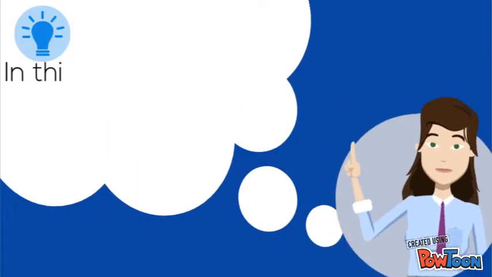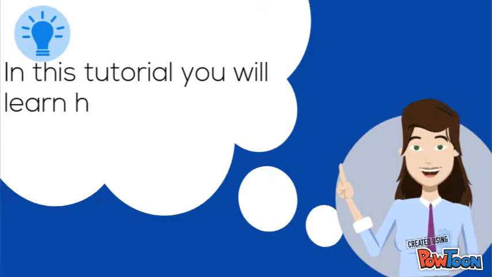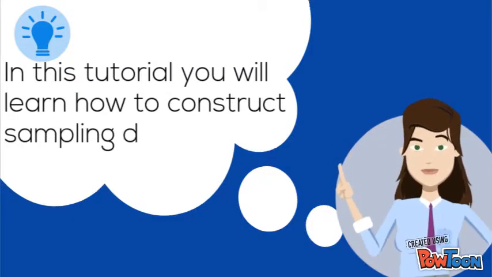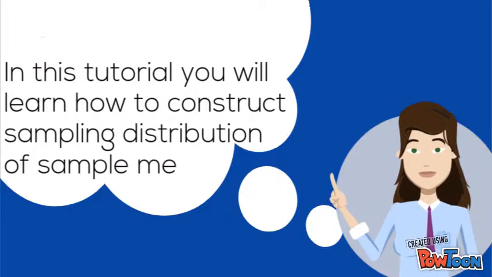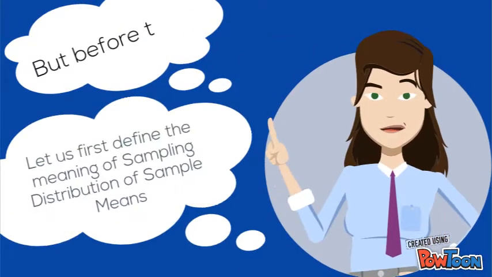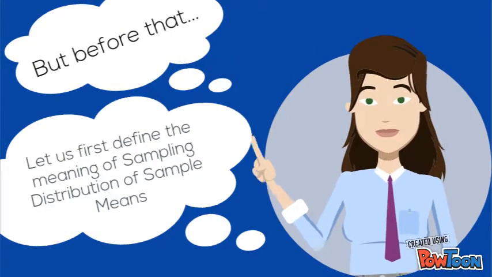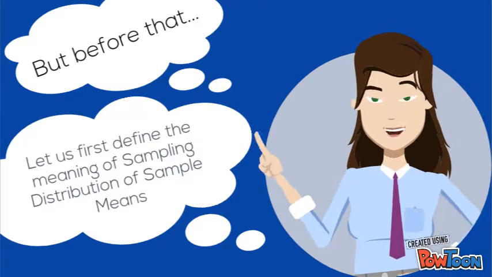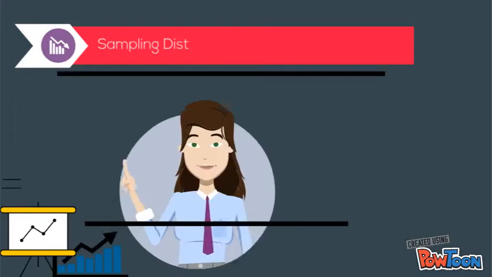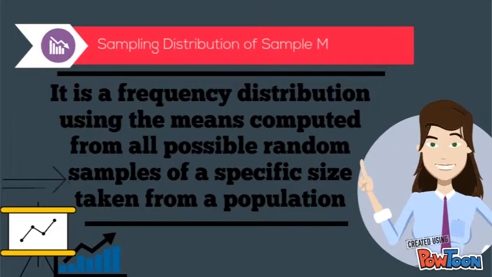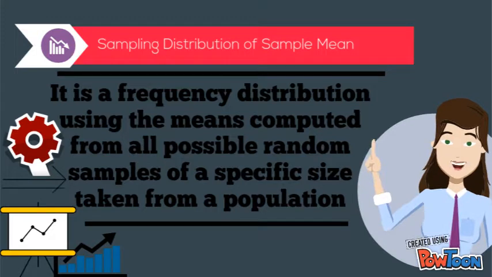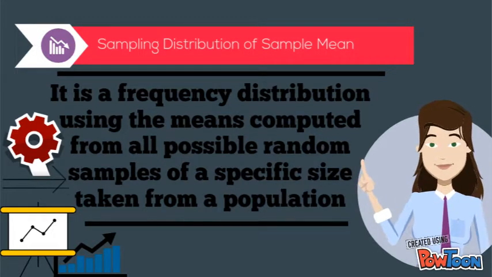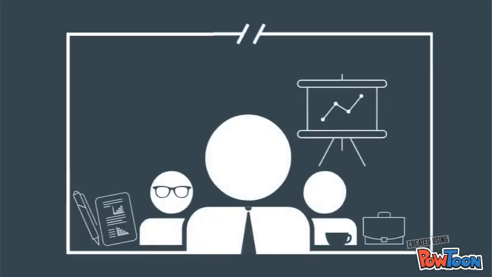In this tutorial, you will learn how to construct sampling distribution of sample means. But before that, let us first define the meaning of sampling distribution of sample means. It is a frequency distribution using the means computed from all possible random samples of a specific size taken from a population.